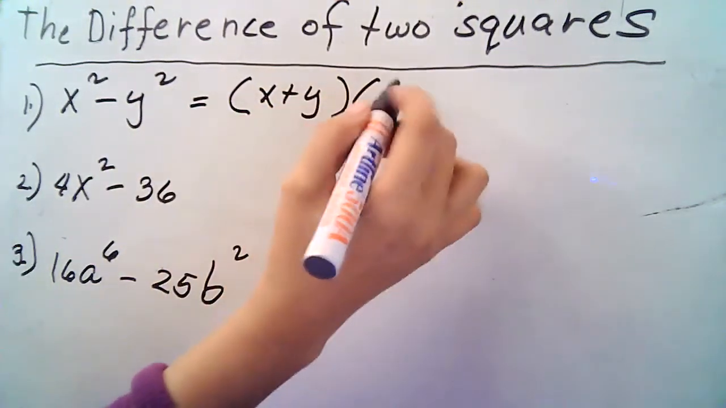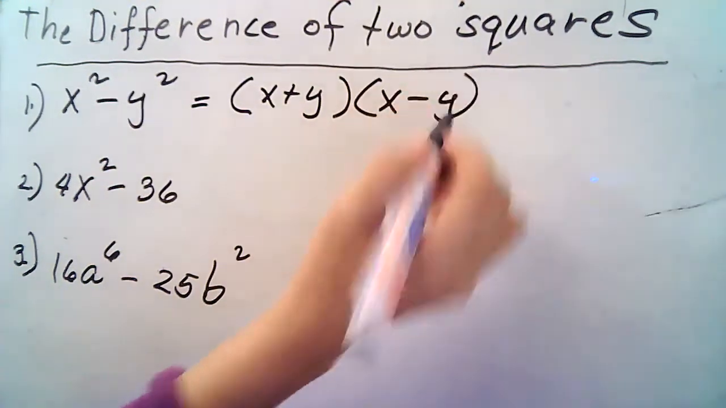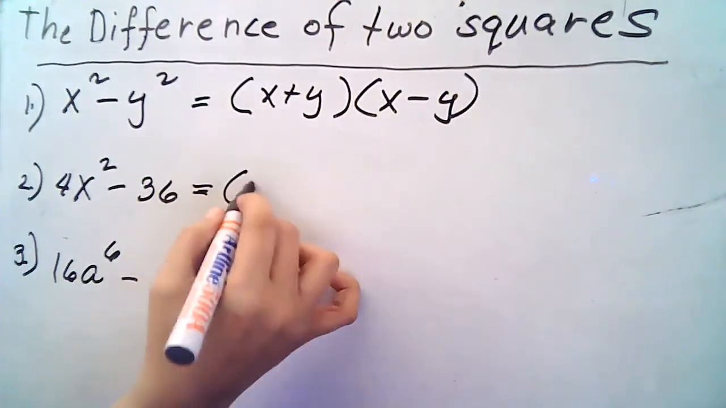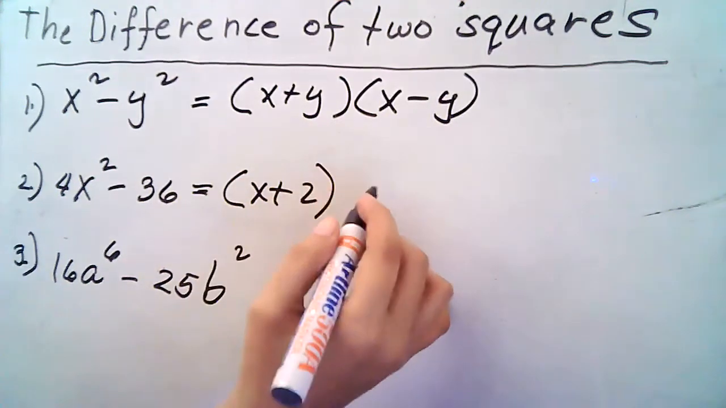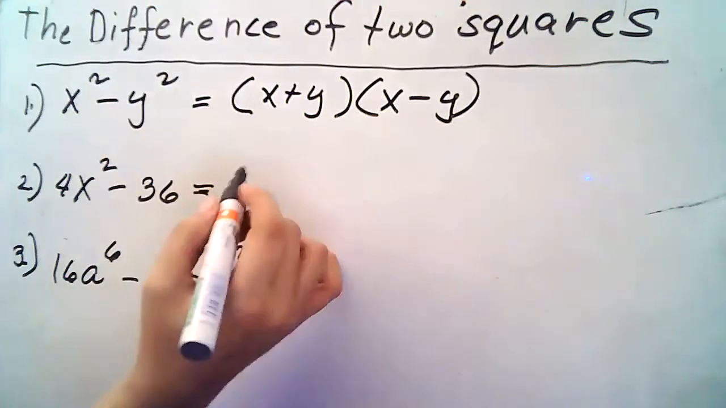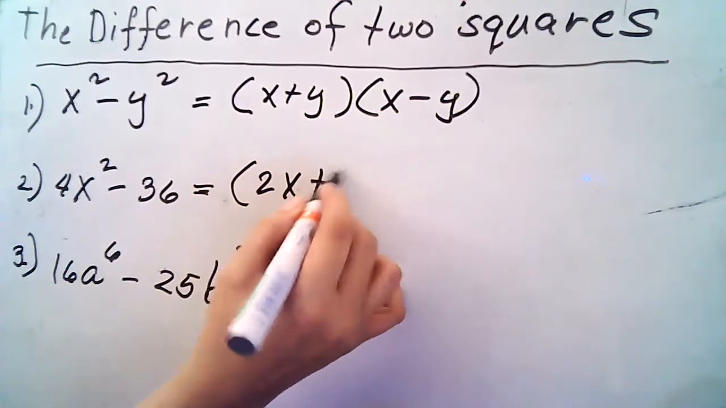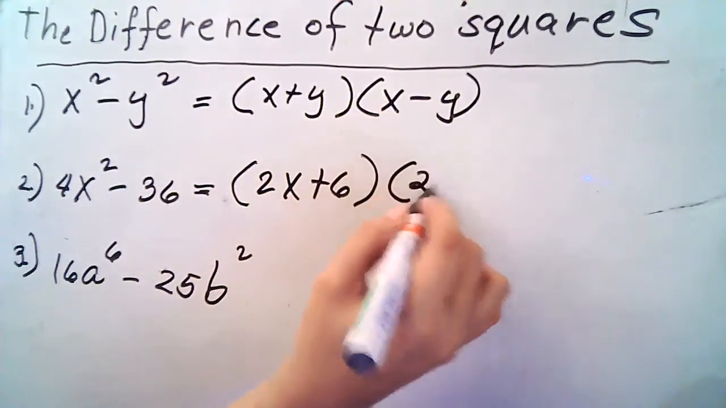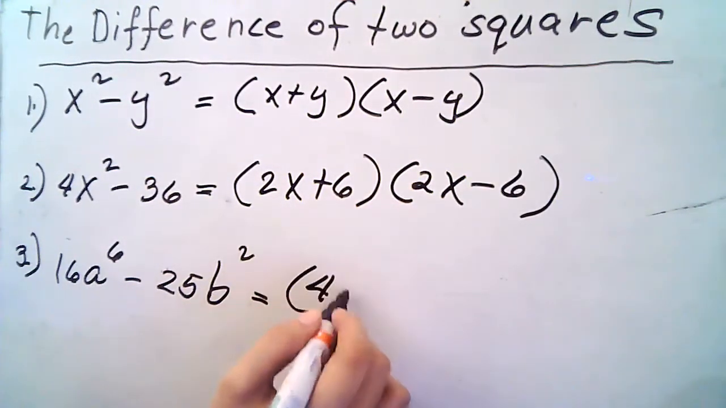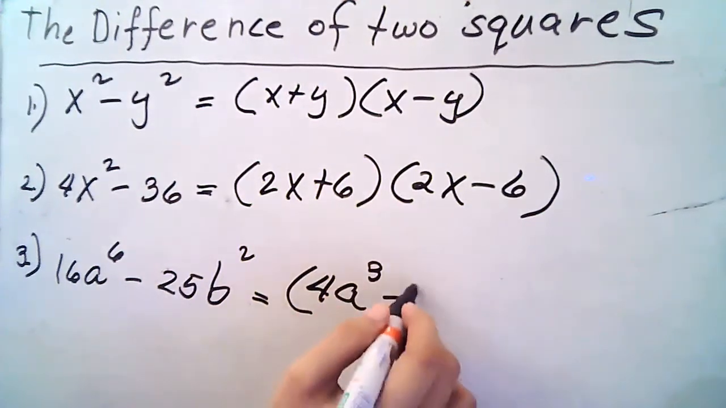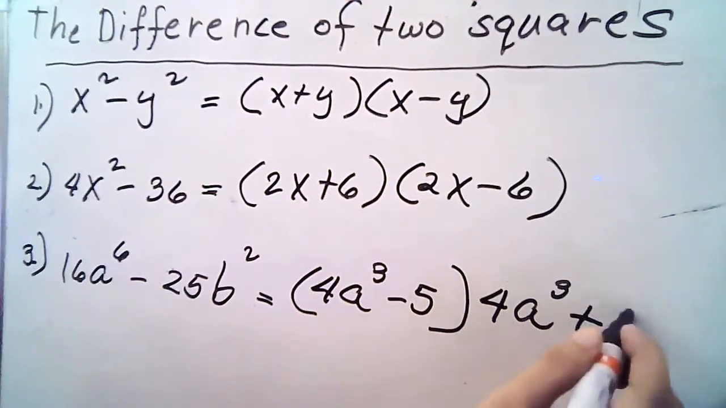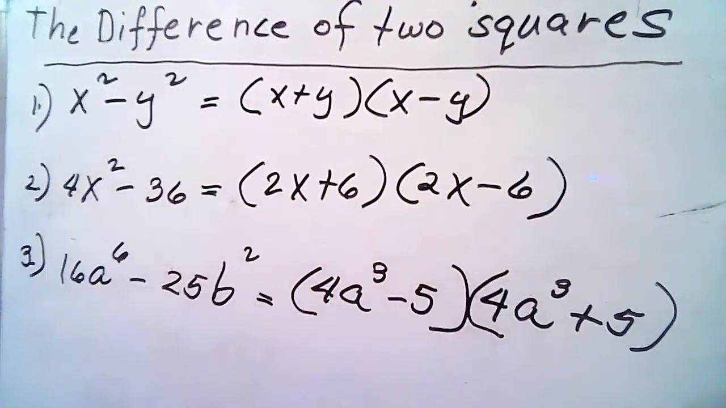x plus 1 times x minus 1. And then 2x plus 6 times 2x minus 6. Or a cubed minus 5 times a cubed plus 5. Okay?